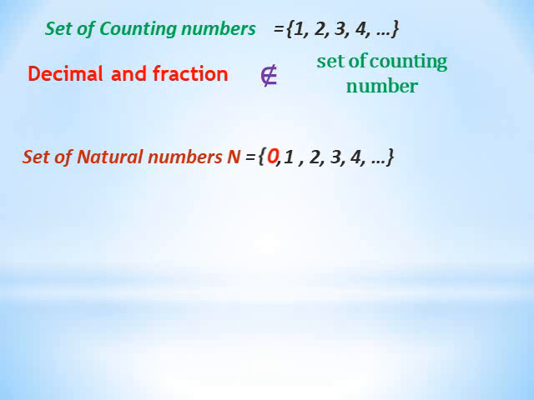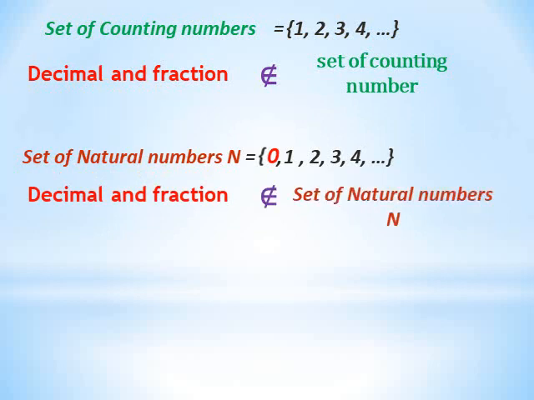So decimal and fraction do not belong again to natural numbers. I just add 0 only. I didn't add decimals or fractions. Oh wow, I have two sets now, counting numbers and natural numbers. What about another? We took another set.